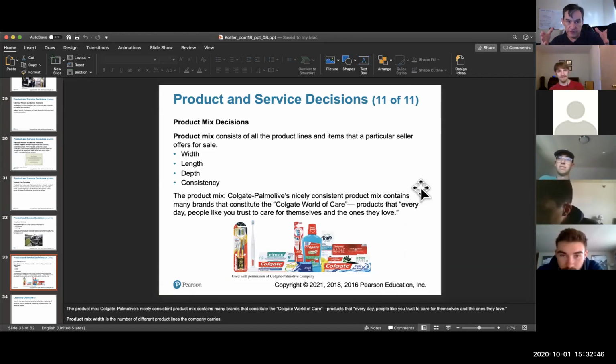You have width, which is the number of product lines the company carries. In the case of Nissan, there are like 4. In the case of Garnier, we just identified 2. However, the product mix length refers to the total number of items the company carries within its product lines. In the case of Nissan, with the line of cars, they only have 5 marketing offerings. Whereas with Garnier, oh my God, it's really painful.